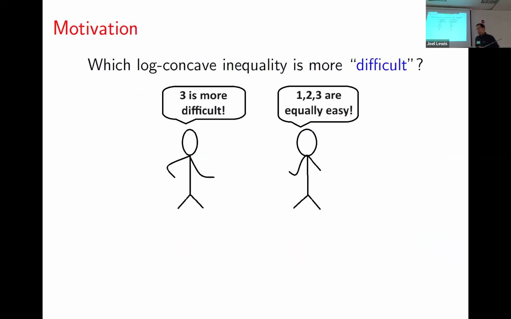Okay, so now we have seen three examples of log-concave inequality. The first and second one is at the level of a homework exercise. The third one took almost 50 years and the work of many great people, including a Fields medalist, to finally completely solve the problem. So intuitively, it is very, very clear that the third inequality is much more difficult than the other two inequalities, right?